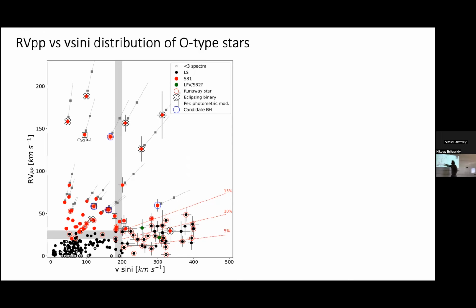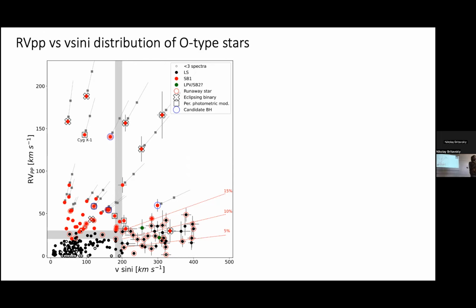And this gray line just shows the effect of inclination, because we don't know the inclination in the vast majority of them, especially if it's not a binary, we don't have an orbital solution, so it's just the effect of inclination.